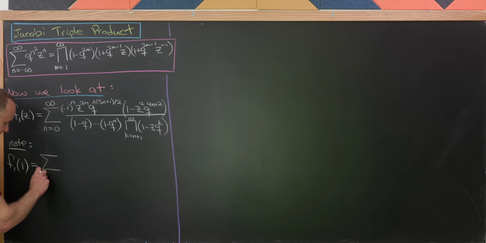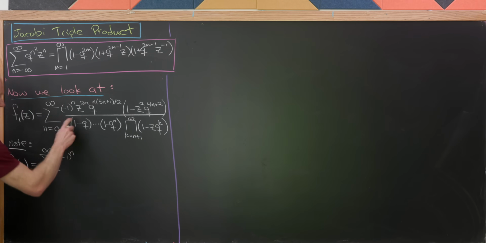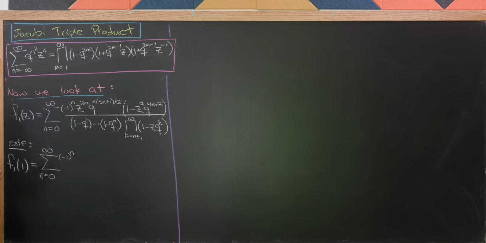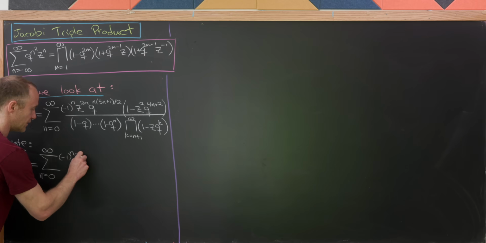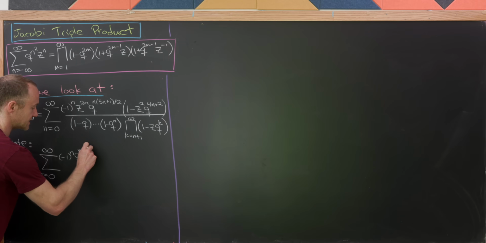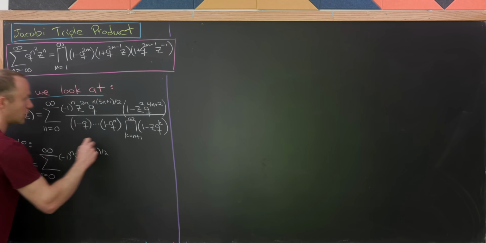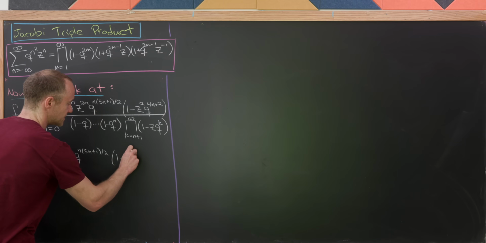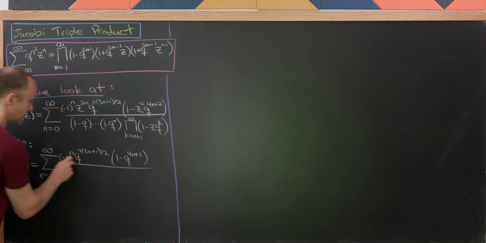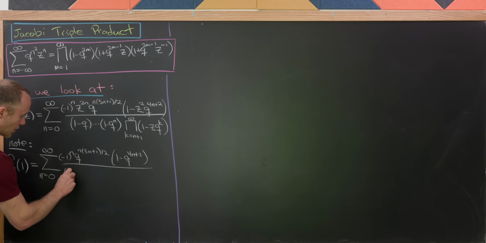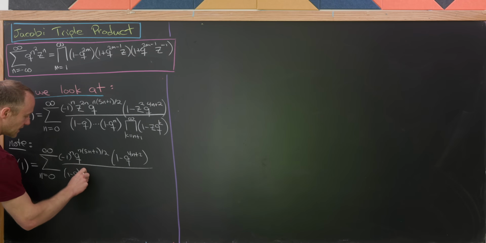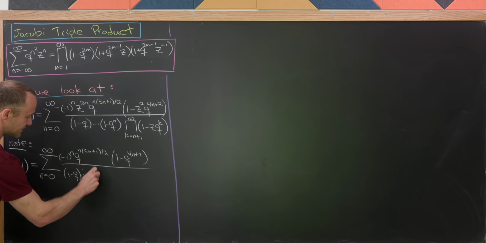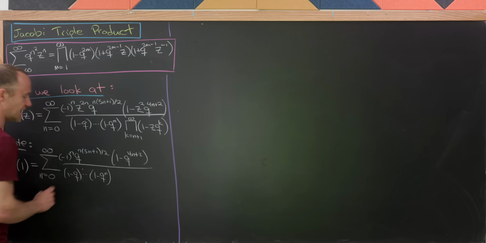So we're going to have this sum as n goes from 0 up to infinity. And then we'll have minus 1 to the n. Well, that z to the 2n is clearly just going to be 1. And then we have q to the n times 5n plus 1 all over 2. And then here we have 1 minus q to the 4n plus 2. And then this is all over 1 minus q times all the way up to 1 minus q to the n.